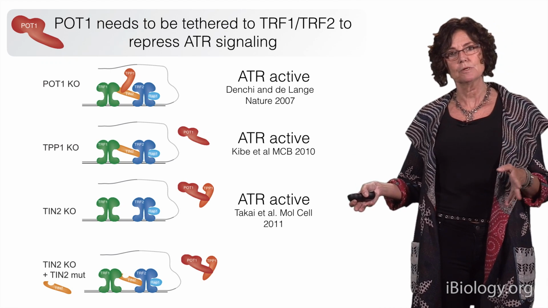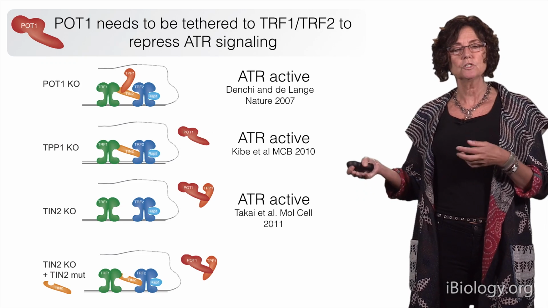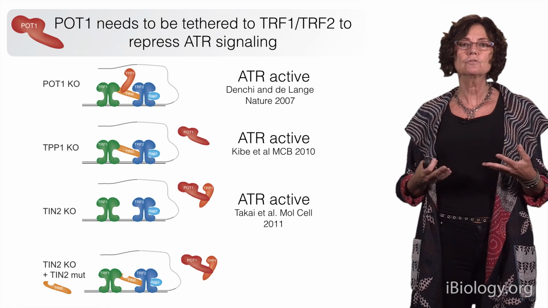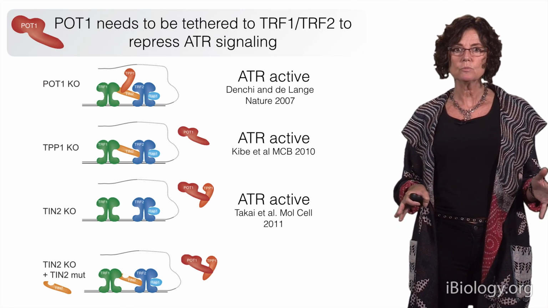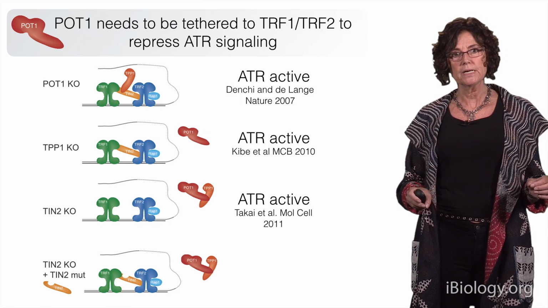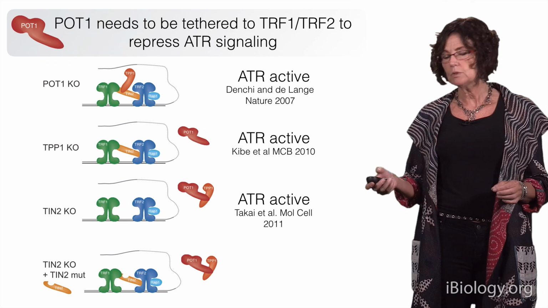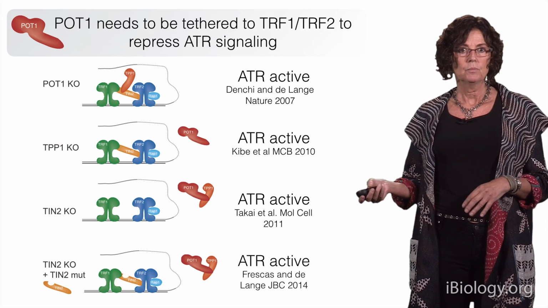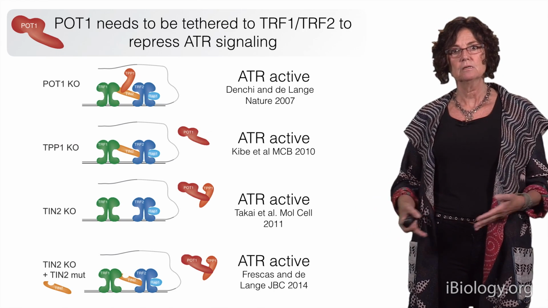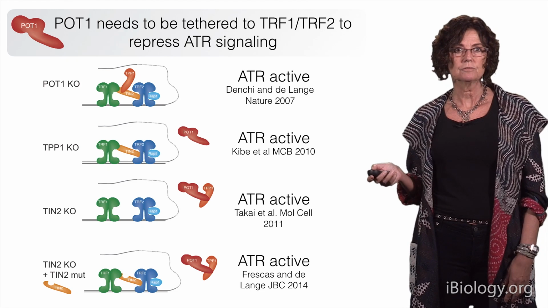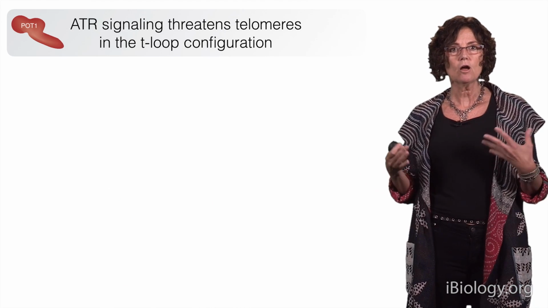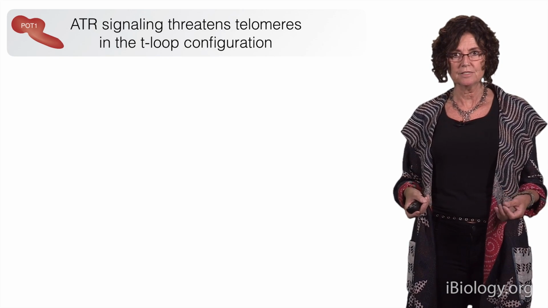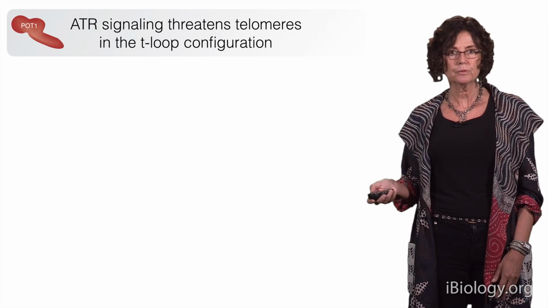And probably the best experiment of this set was an experiment in which we took the TIN2 knockout cells and put back into them a mutant form of TIN2 that's completely normal, can do everything except for binding to TPP1. So these cells now have all Shelterin components there, and yet, because POT1 is not tethered to the telomere, ATR becomes active. So the tethering of POT1 and the repression of ATR signaling is critical for telomeres. Otherwise, this signaling pathway becomes active.